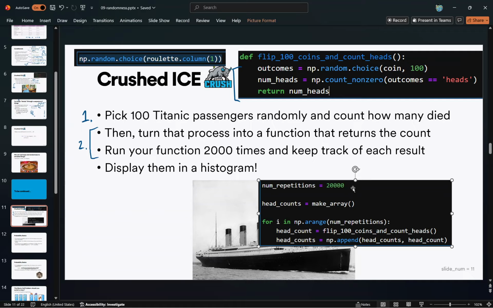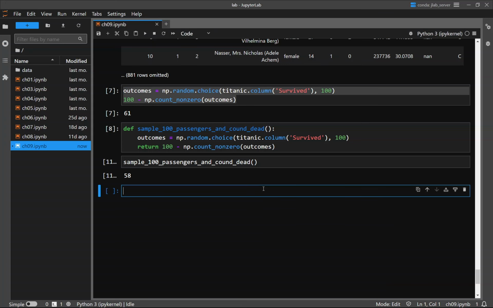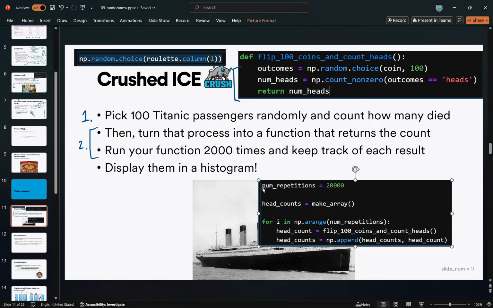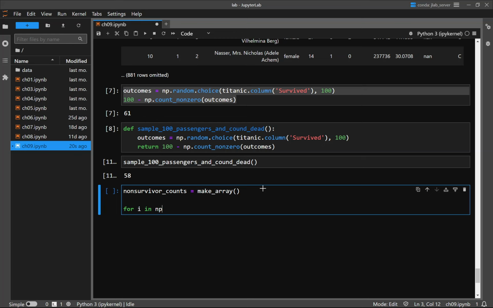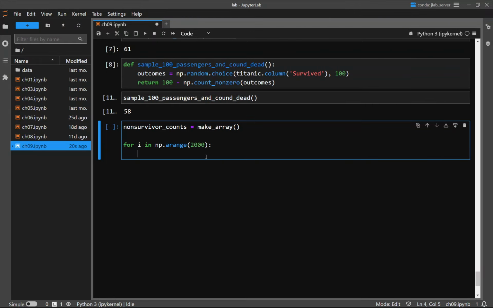Let's do it. So something just like this, right? I want to make a bunch of counts for not heads, but non-survivors. Non-survivor counts is an empty array, and I just do it a couple thousand times. So for i in np.arange(2000). This is going to let i go from 0 to 1999, but it doesn't matter. I'm not going to use i, I just want to run the body of this loop 2000 times.